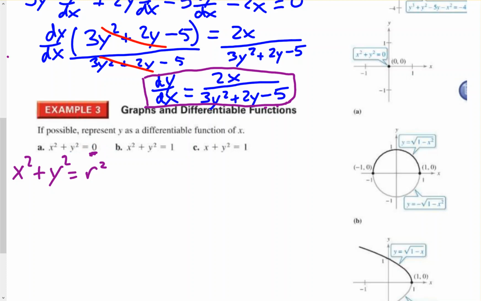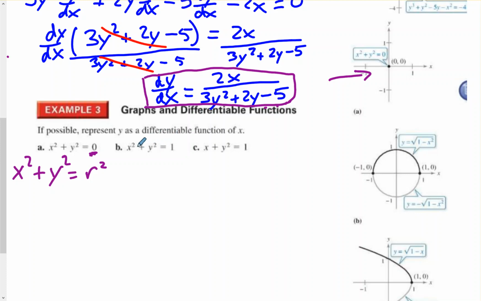So if we look at the graph here on the right, if it's a radius of 0, that means all we have is a little dot. Okay, so if it's a dot, we're not going to be able to differentiate that dot. We're not going to be able to get a slope to represent, you know, a derivative to represent the slope for that dot. So this will not have a differentiable function of x. Okay, let's take a look at B.